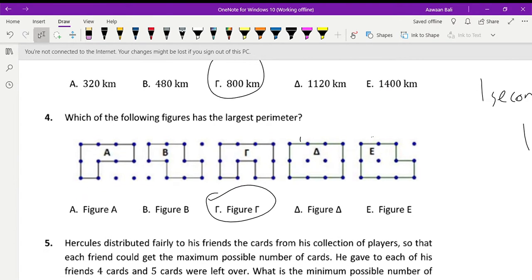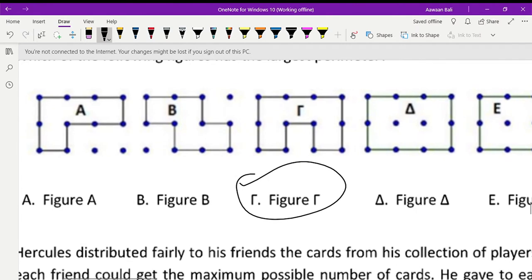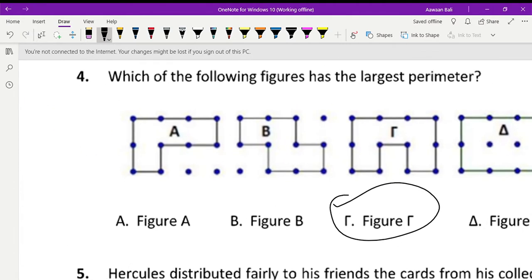Question number 4. Which of the following figures has the largest perimeter? Now basically, if you realize, all of these are delta, but there's some squares missing. Now if you look at alpha, it's delta, and the sides are still there. This side is replaced with this side, and this side is replaced with this side. So that means there's no change of perimeter. It's the same here. This side is replaced with this side, and this side is replaced with this side. So again, no change.